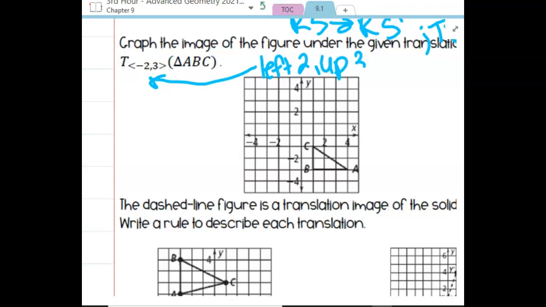So for this one, it might be easier just to take each point and translate it left 2 and up 3. So if I take A and I go left 2 and up 3, I'd have A prime right there. And if I take B and go left 2 and up 3, B prime would be right there. And then if I take C and go left 2 and up 3, C prime would be right there. So you have your image.